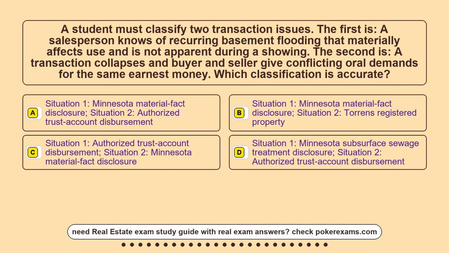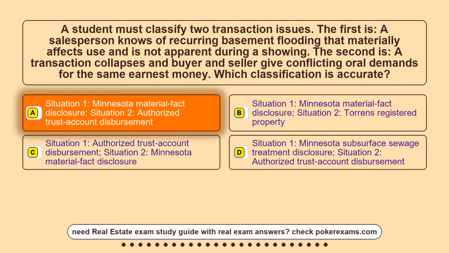Option A, Situation 1, Minnesota material-fact disclosure, Situation 2, authorized trust-account disbursement. Option B, Situation 1, Minnesota material-fact disclosure, Situation 2, Torrens registered property. Option C, Situation 1, authorized trust-account disbursement, Situation 2, Minnesota material-fact disclosure. Option D, Situation 1, Minnesota subsurface sewage treatment disclosure, Situation 2, authorized trust-account disbursement.